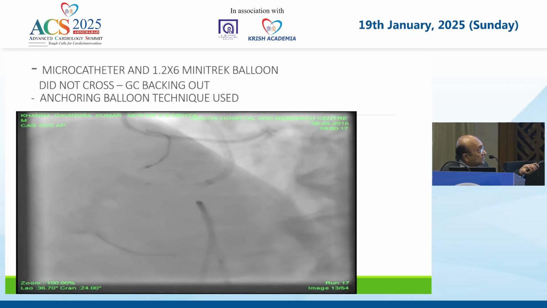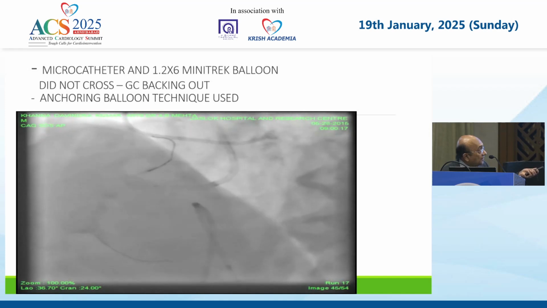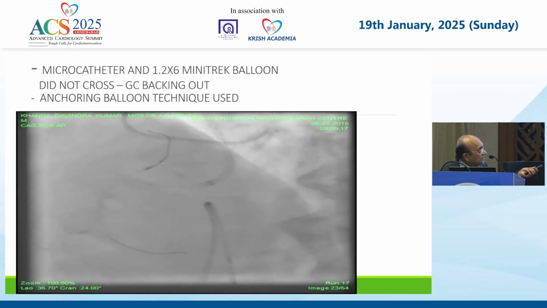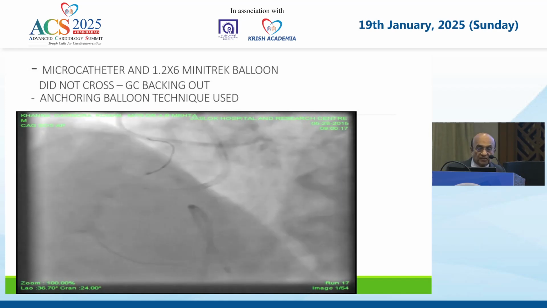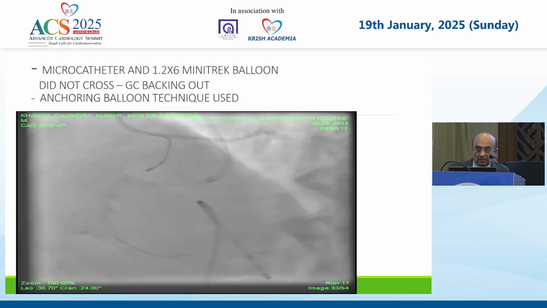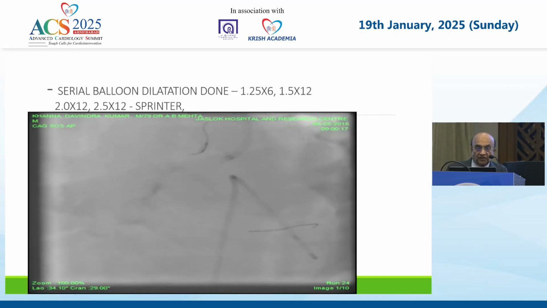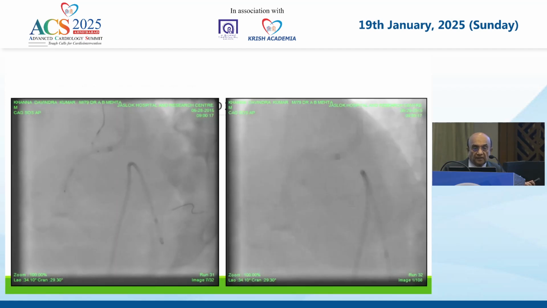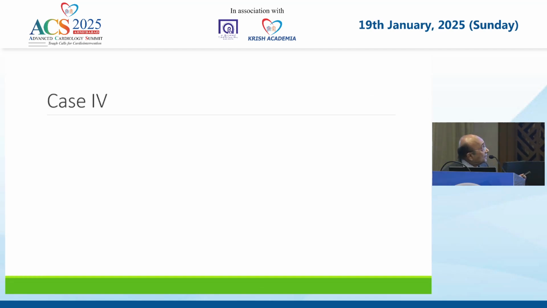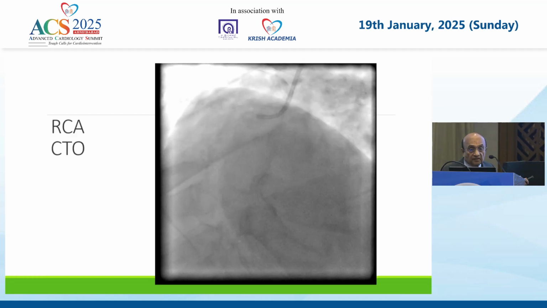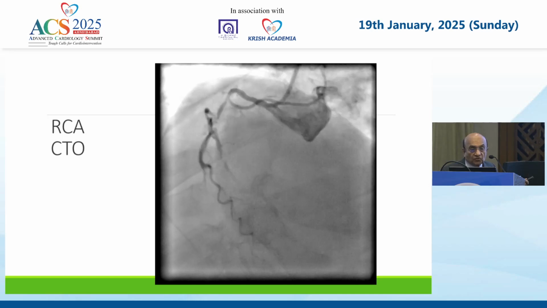Try and go as far distally as possible and anchor it with an appropriately sized small balloon at not more than 6 or 8 atmospheres. Thereafter, I tried to enter and performed serial balloon dilatation, and delivered the stent, and that was the final result, which I think, I'm not sure, I'm sorry about it.